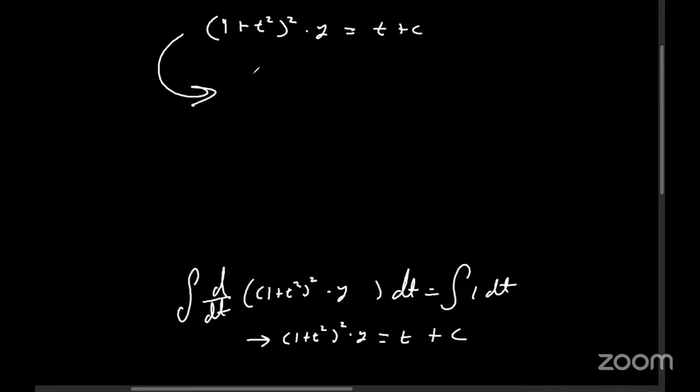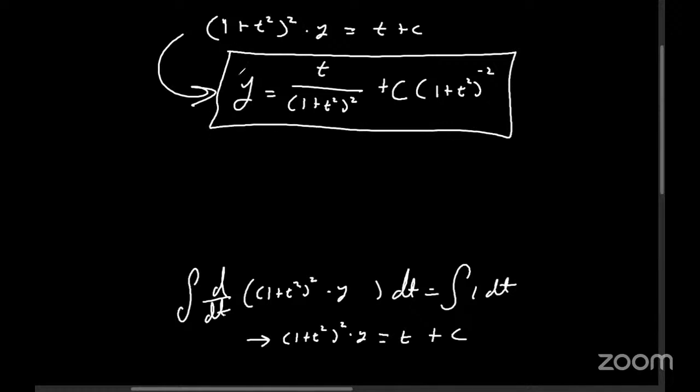And so from there, we can solve for y, and we'll say that y equals t divided by 1 plus t squared, squared, plus c times 1 plus t squared to the negative 2. That should do it. That should solve that differential equation.